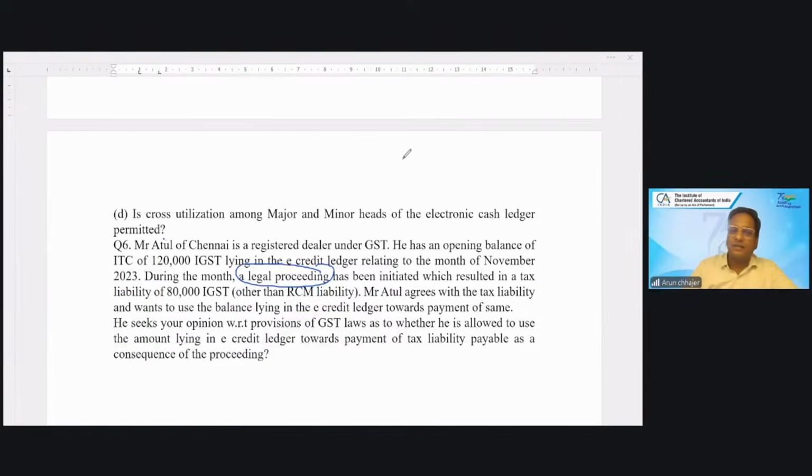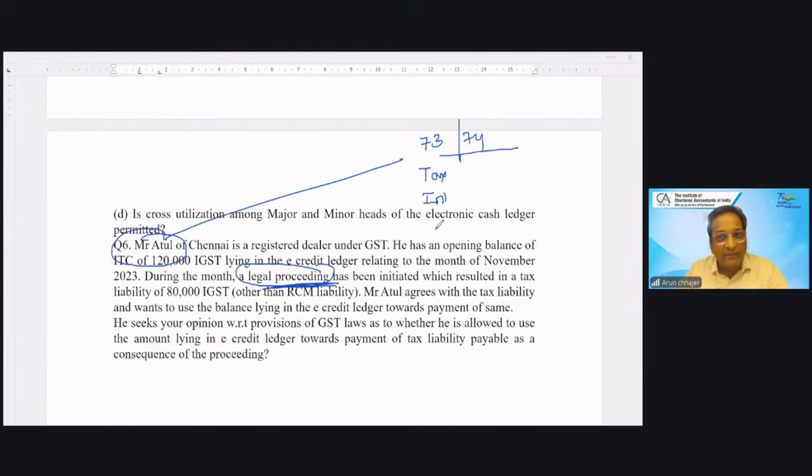Mr. Atul, there was a legal proceeding. What is the meaning of legal proceeding? Is it a penalty? See, remember 73 we have read, 74 we have read. In 73, they will calculate the tax, the interest, and the penalty. Correct. In the current case, legal proceeding means the officer has used any of the sections. It can be 73, 74, 74A, or whether it is audit.